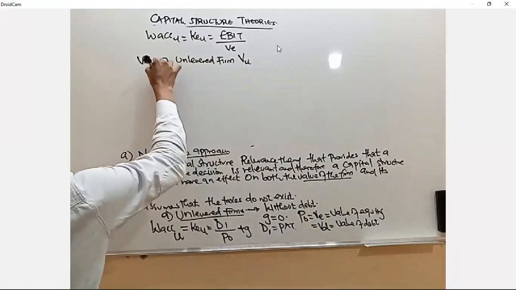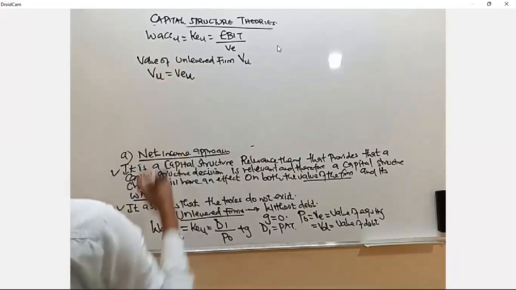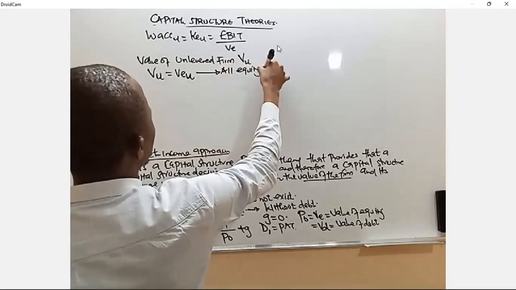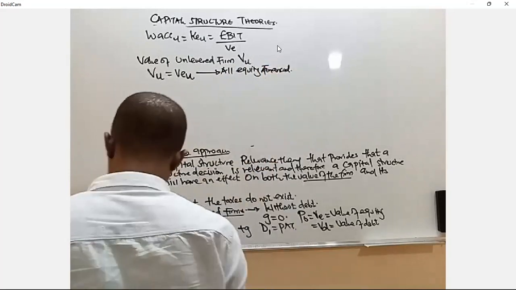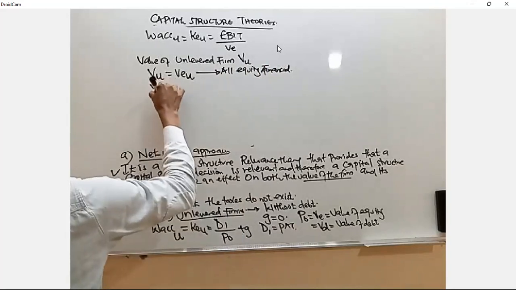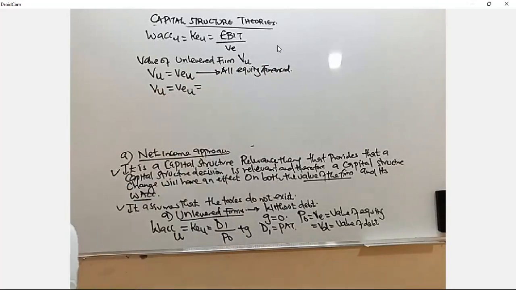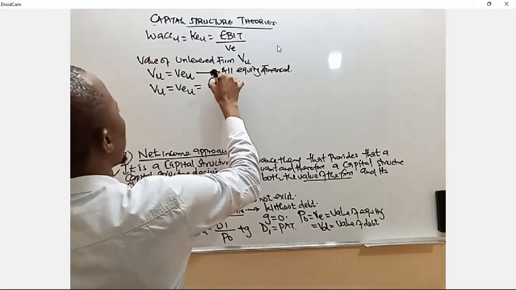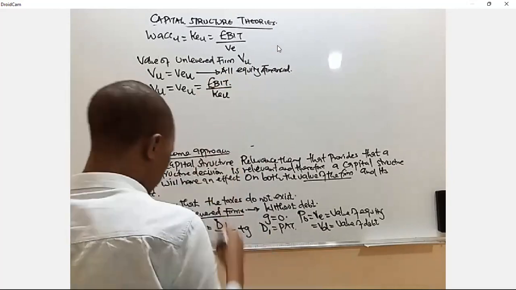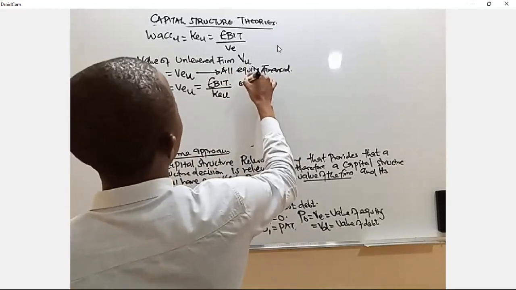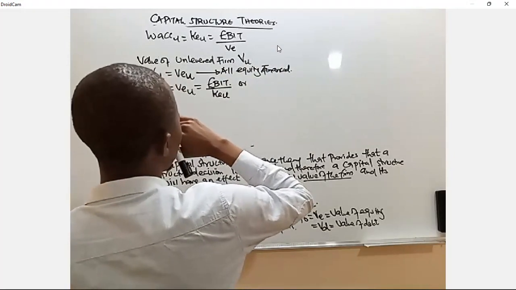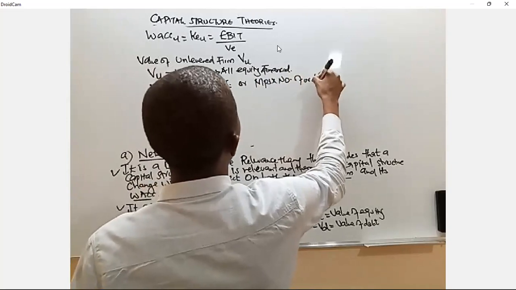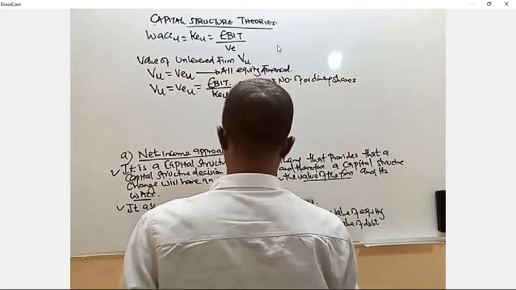The value of the unlevered firm should be the same as the value of equity of the unlevered firm. And we know very well, these are all equity financed. We don't have debt here. So to get the value of the unlevered firm, we normally take the earnings before interest and taxes and divide by the cost of equity of the unlevered firm. Remember, the examiner might not give you the earnings before interest and taxes. What if you take the market price per share and multiply by the number of ordinary shares? We shall check different circumstances provided by the examiner.